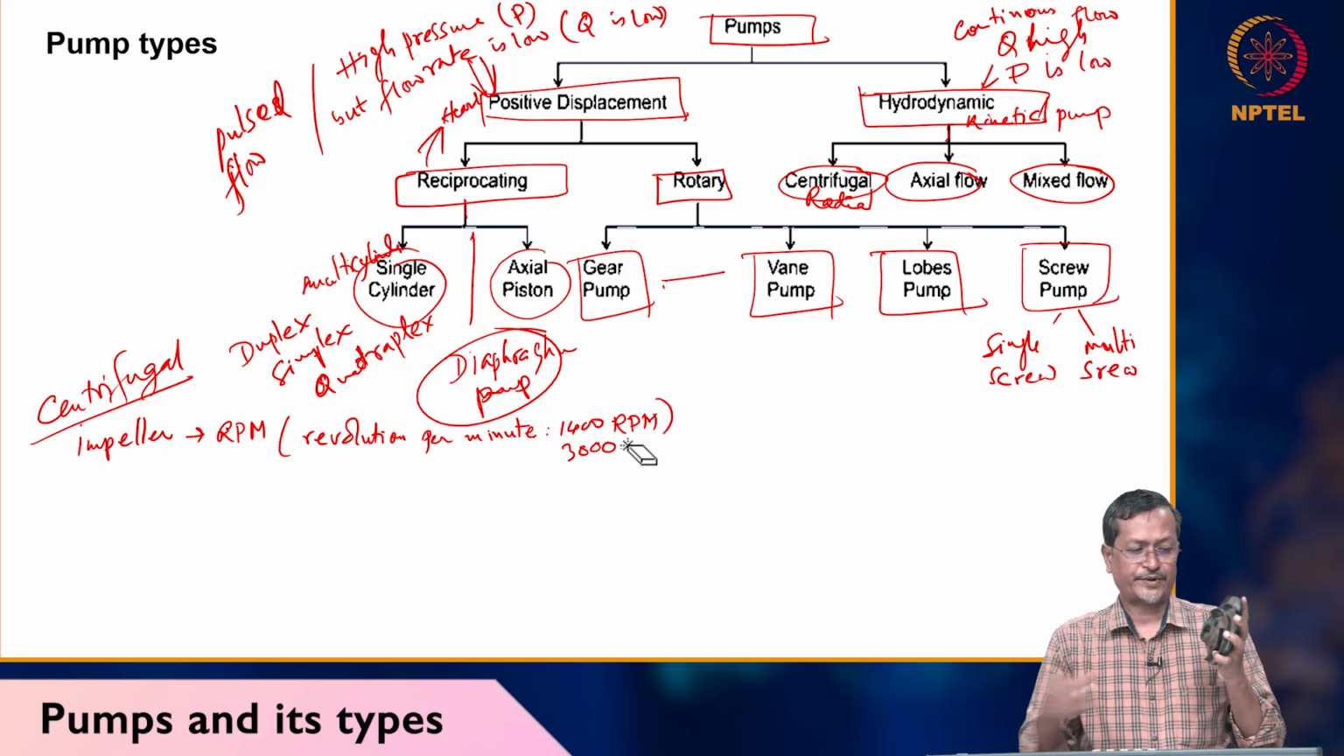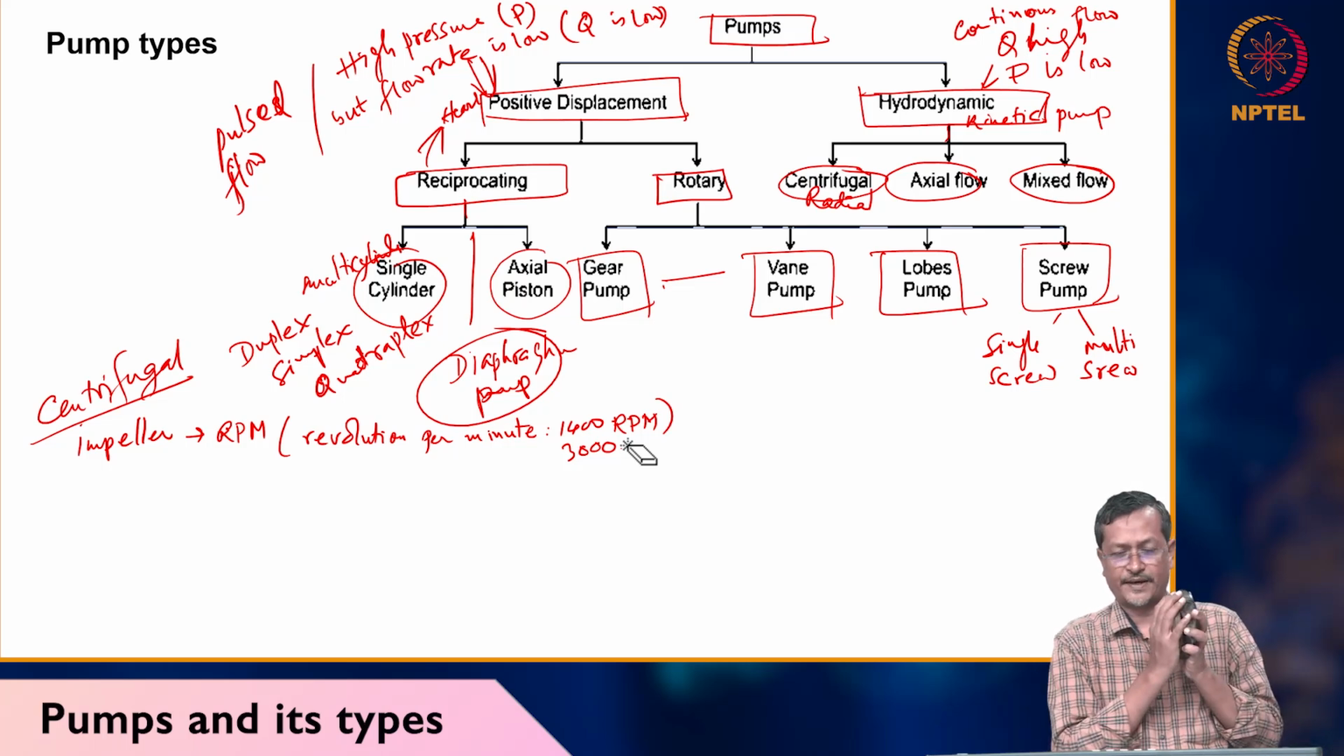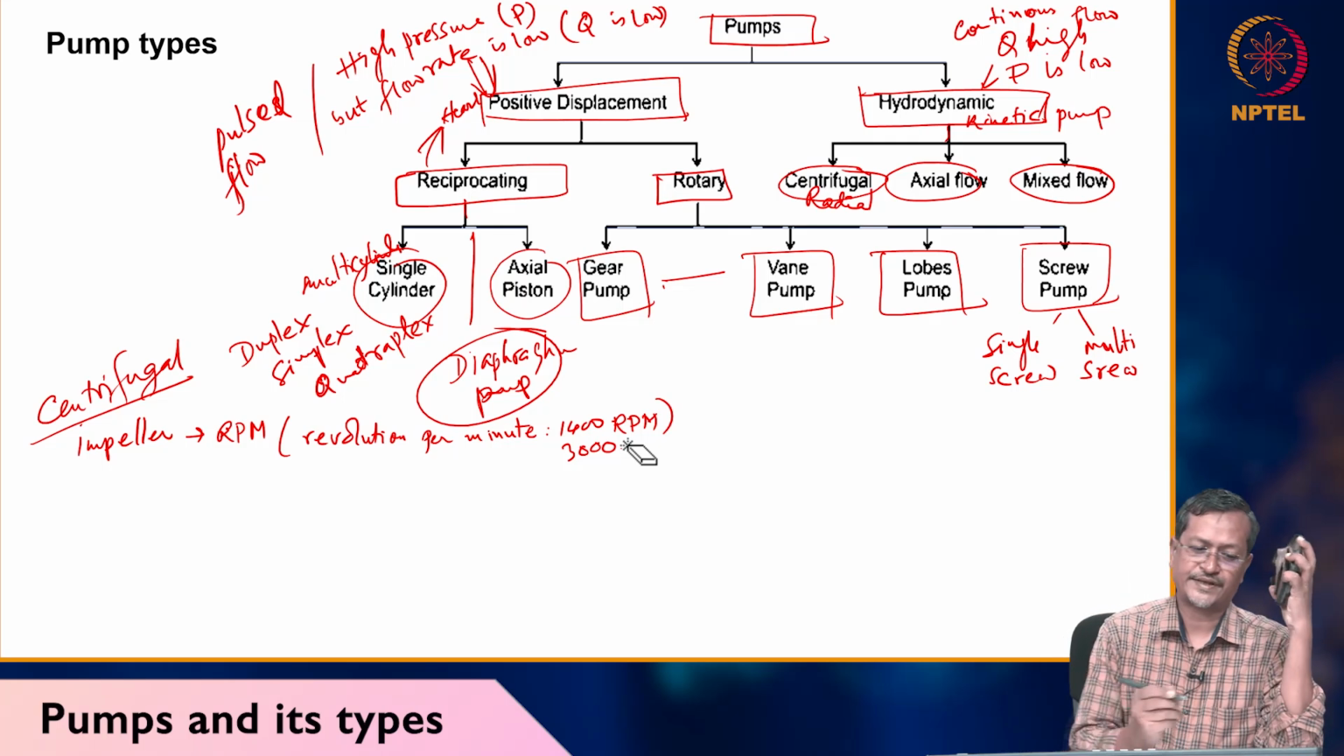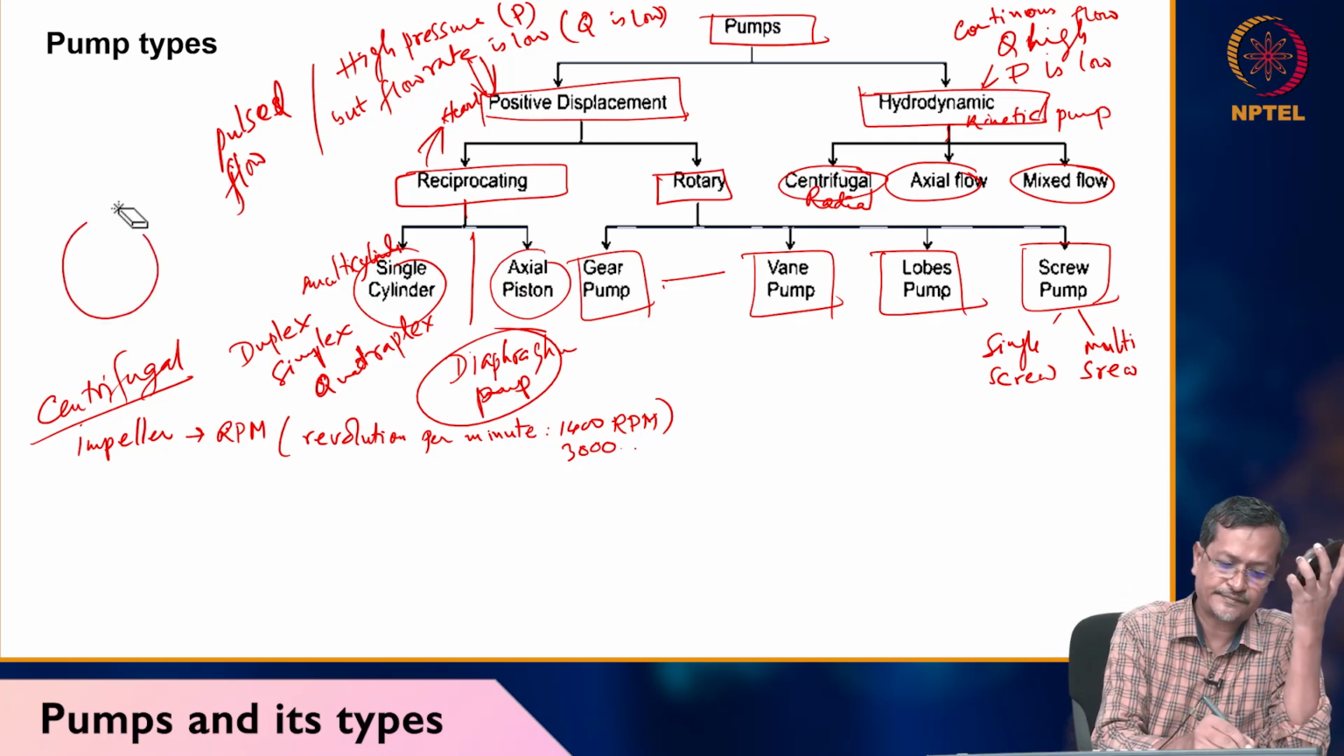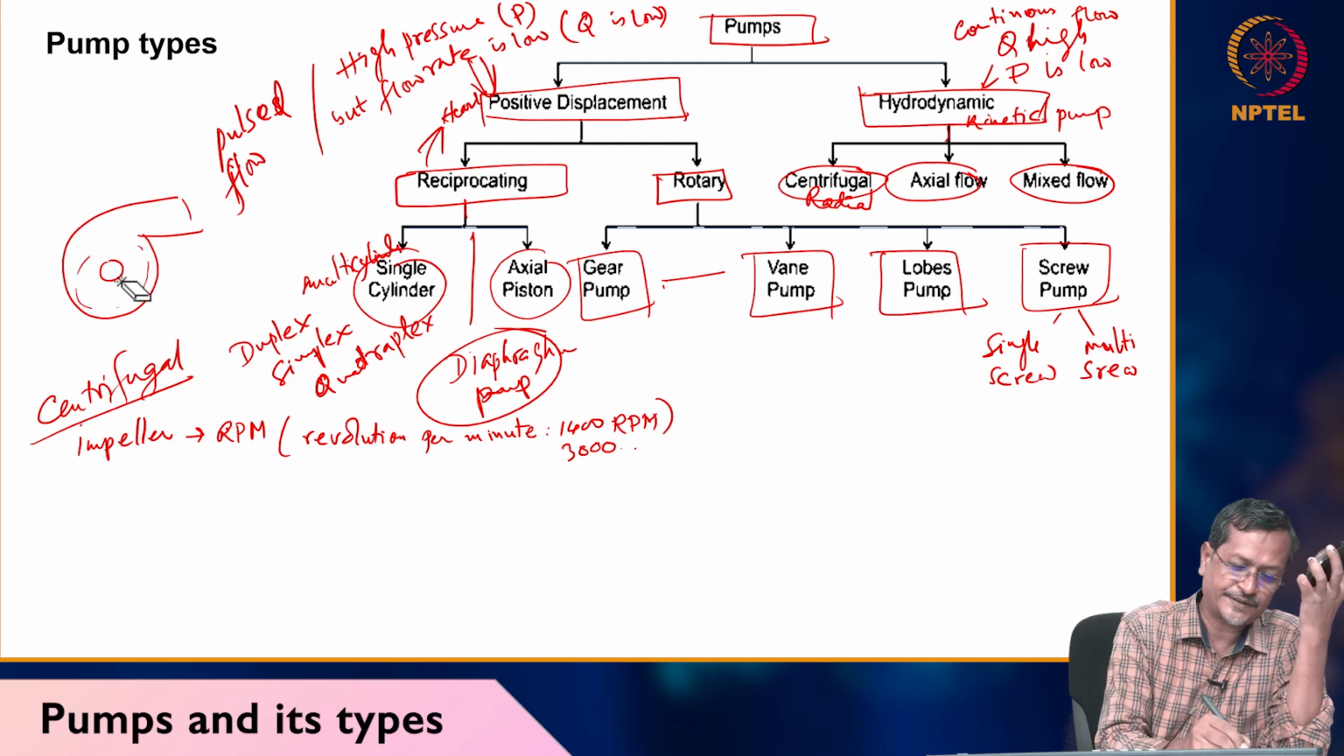Whenever it rotates at very high speed, this is called the impeller. The impeller is covered by one casing, called the volute casing. So the volute casing will be like this. My impeller will be like this, and these are called the impeller blades. Fluid will be delivered like this.